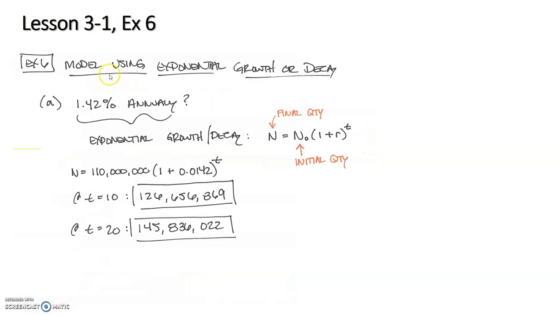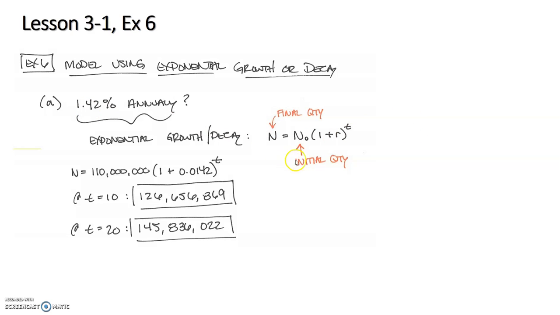Now, for example 6, we want to model using exponential growth or decay. When you think of growth, you think of it increasing in value. Decay, well, it is decreasing in value or worth. And so what about if we have some funds that are growing at a rate of 1.42% annually? So that's going to be exponential growth.